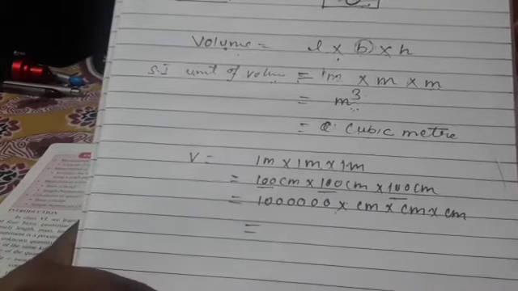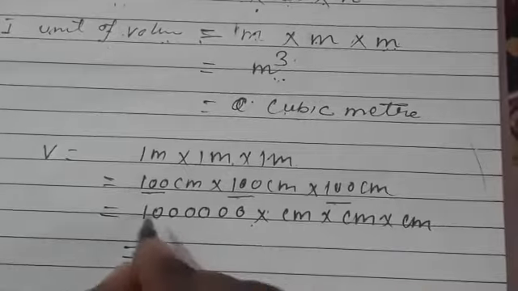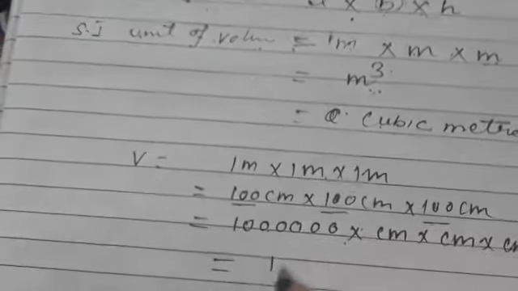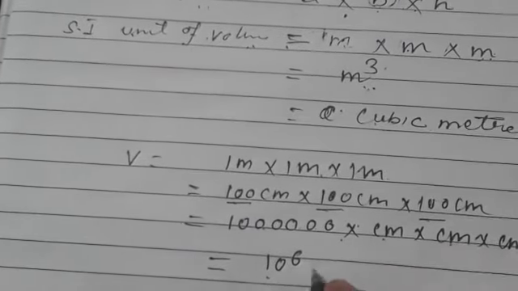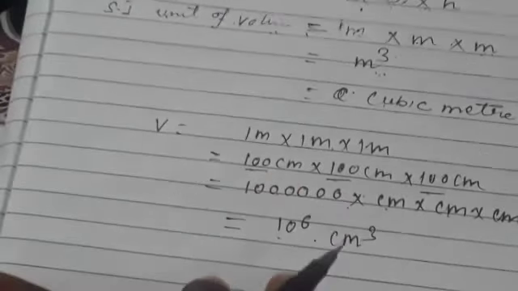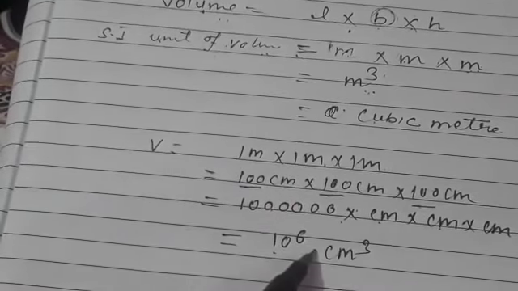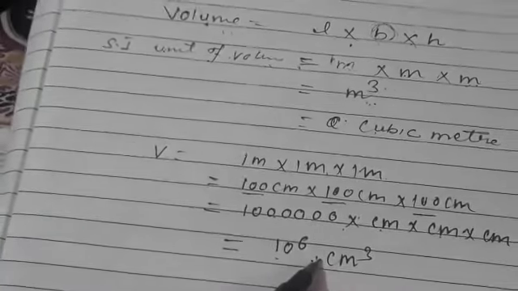So it means now 1, 2, 3, 4, 5, 6. What is the meaning of that? 10 to the power 6. And centimeter into centimeter into centimeter means centimeter cube. So this is the another unit of volume.